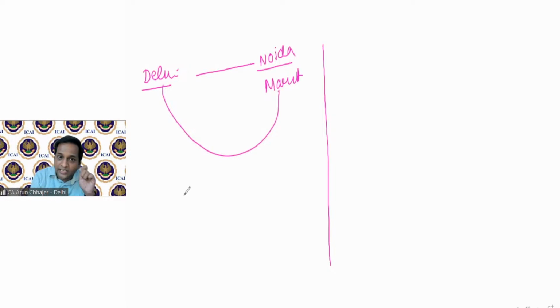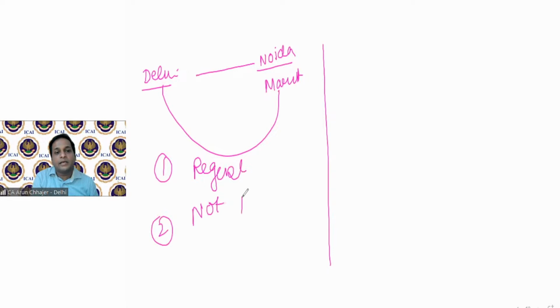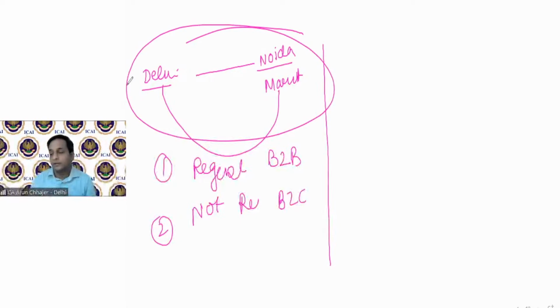Now try to understand two situations. Situation number one, if I am registered in Delhi, what would be the place of supply? If I am not registered in Delhi, what would be the place of supply? So what would be the place of supply for B2B, and what would be the place of supply for B2C, in this current example? Give me the answer. I'm only giving you 2 minutes.